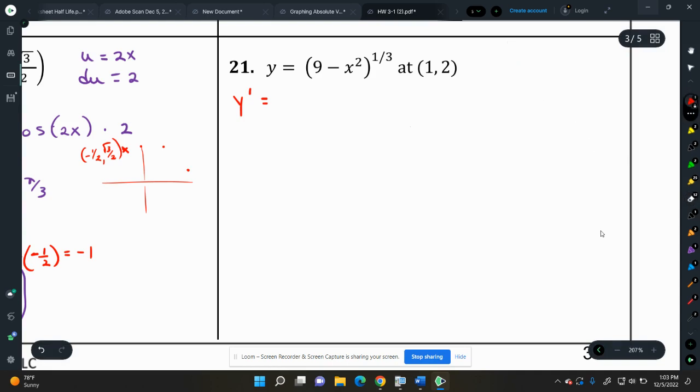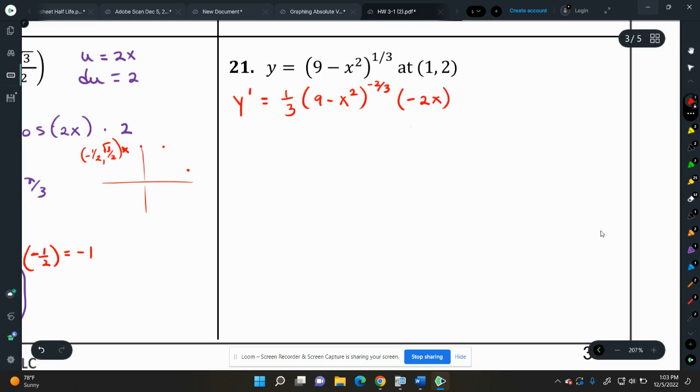Okay, so we're going to do 1/3. 9 minus x squared, right? That's the inside. We leave it alone for now. Subtract 1 from the 1/3, so negative 2/3. So there's our outside. Now we're going to do the derivative of the inside, which is negative 2x.